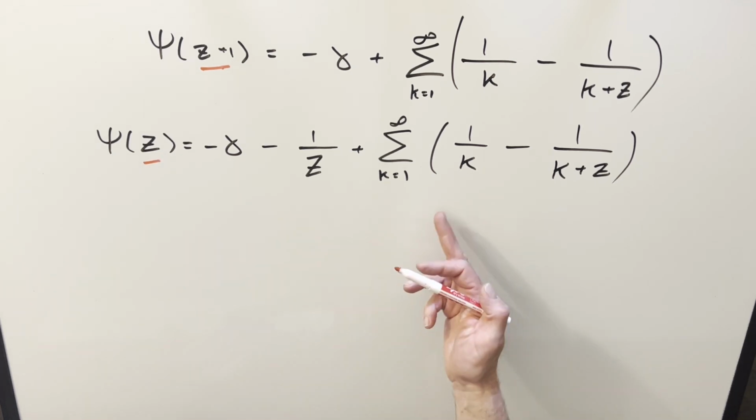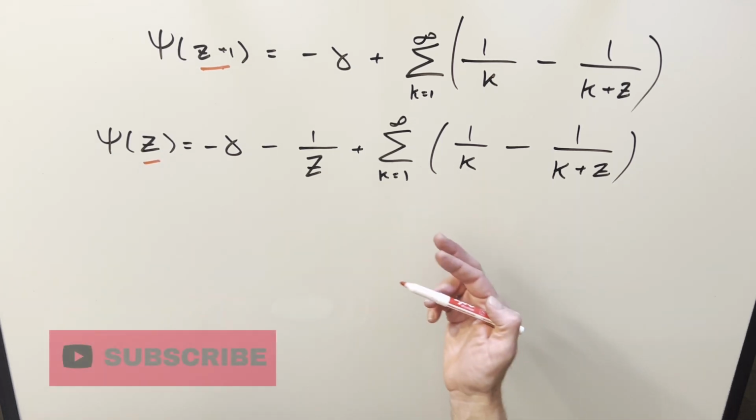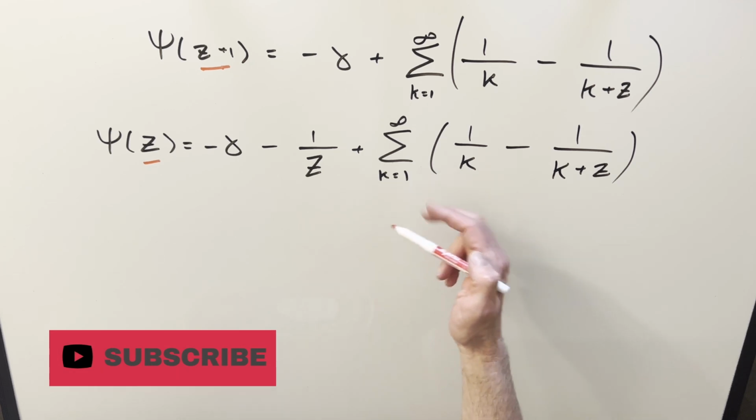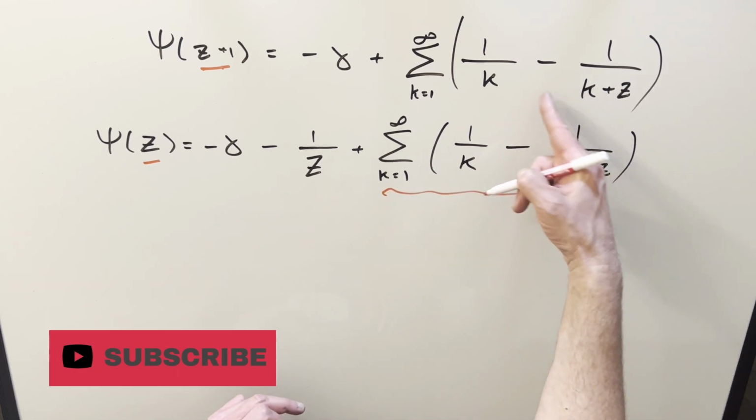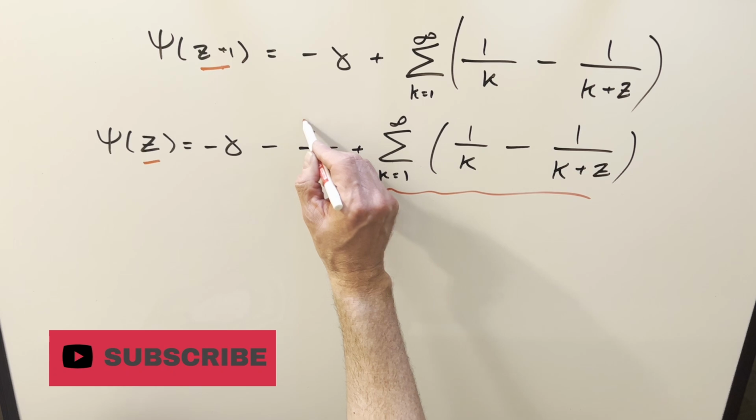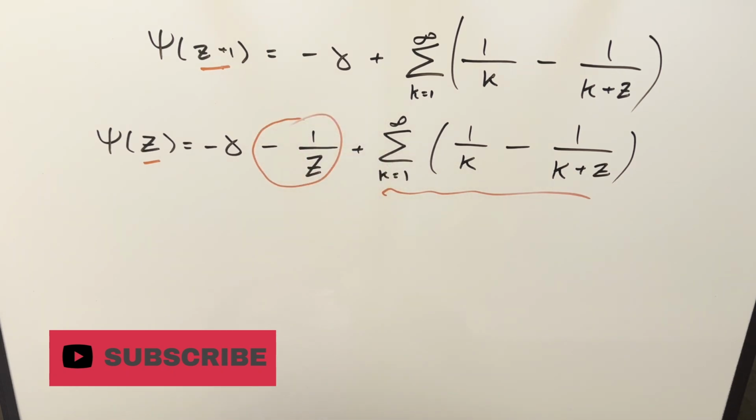So technically that doesn't quite line up, although in some cases you could do it with an index change. But this right here is already identical to this. And then we've got this minus 1 over z term hanging out.